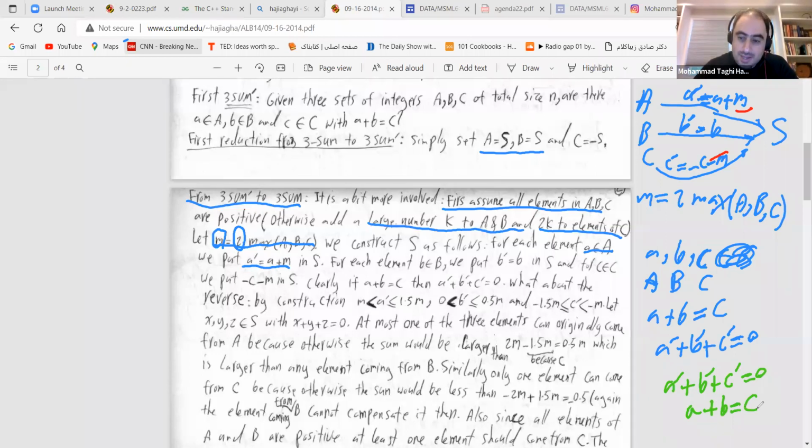So we want to say that for anything where A prime plus B prime plus C prime is equal to 0, we have the condition that A plus B is equal to C. Good. Now, let's consider the case that A prime plus B prime plus C prime equals 0.